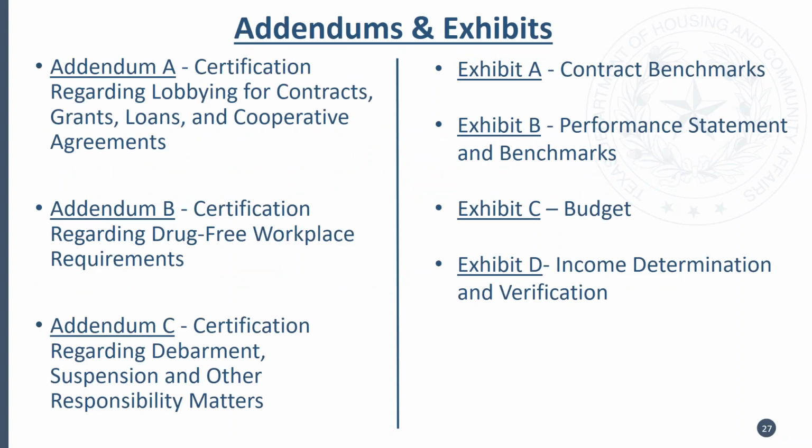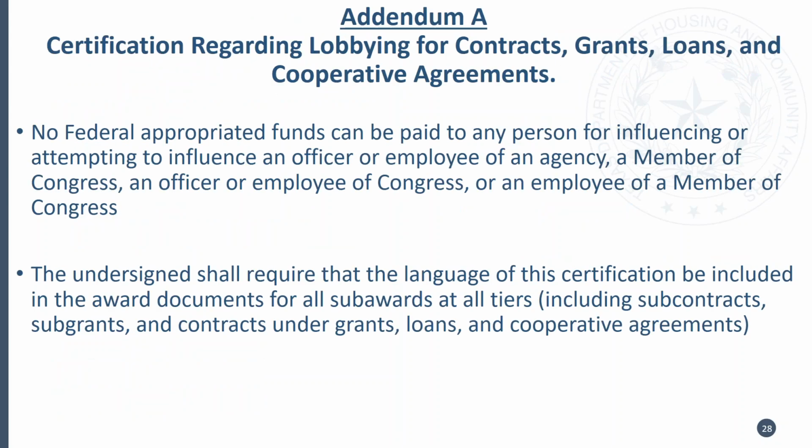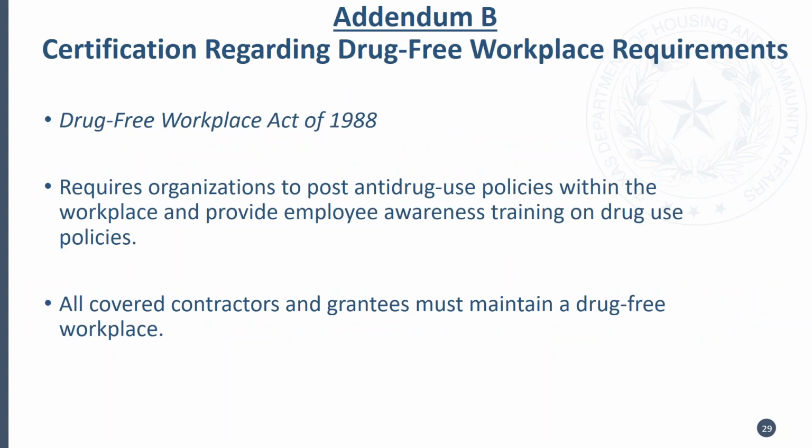Okay, the addendums and exhibits. The addendums are going to be the same for everyone. They're certificates that we'll go through in a second that are for all contracts. And then the exhibits are what you've been working on. Your benchmarks, your contract benchmarks, performance benchmarks, and budget. You're all very familiar with those. Okay, Addendum A basically says you cannot use HSS funds to politically influence anyone or do any lobbying. Addendum B guarantees a drug-free workplace and the actions that organizations must take in order to maintain a drug-free workplace.